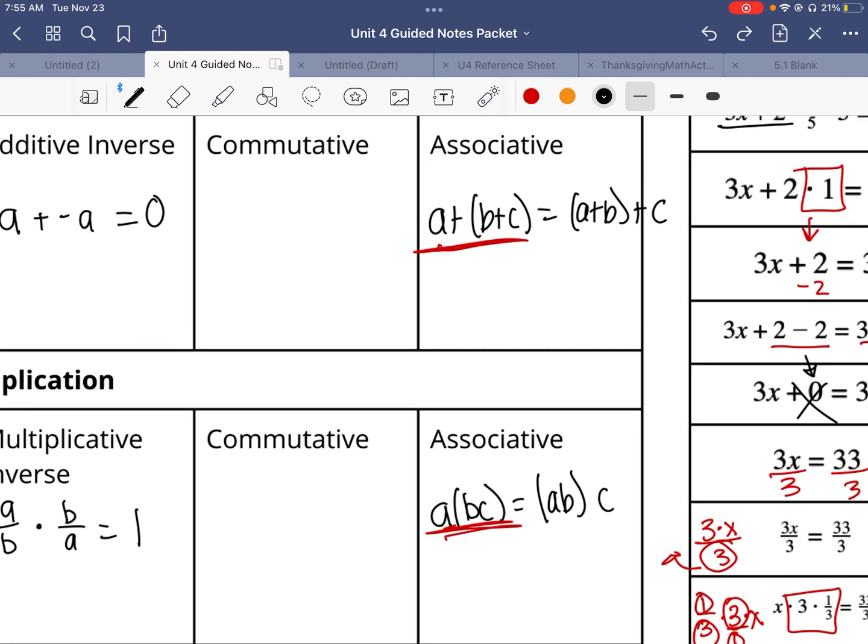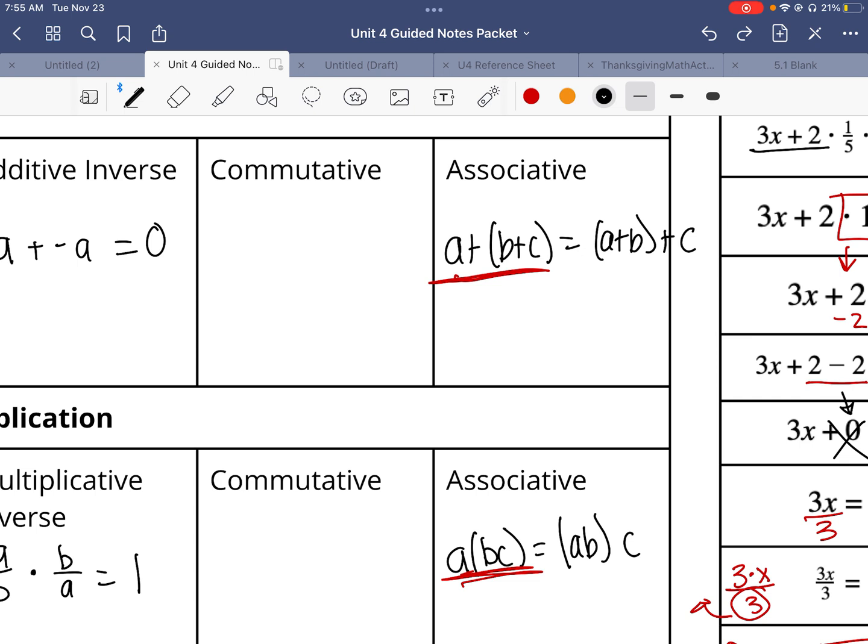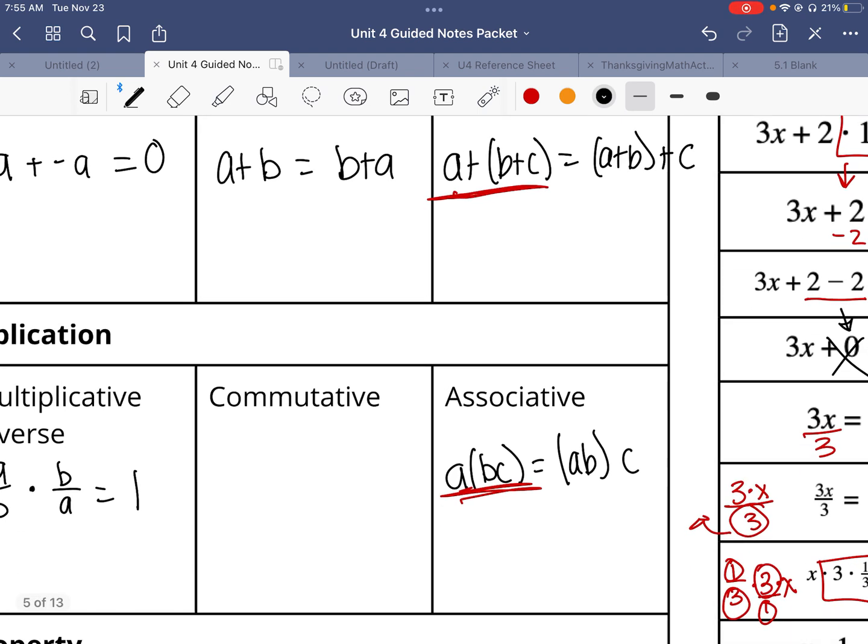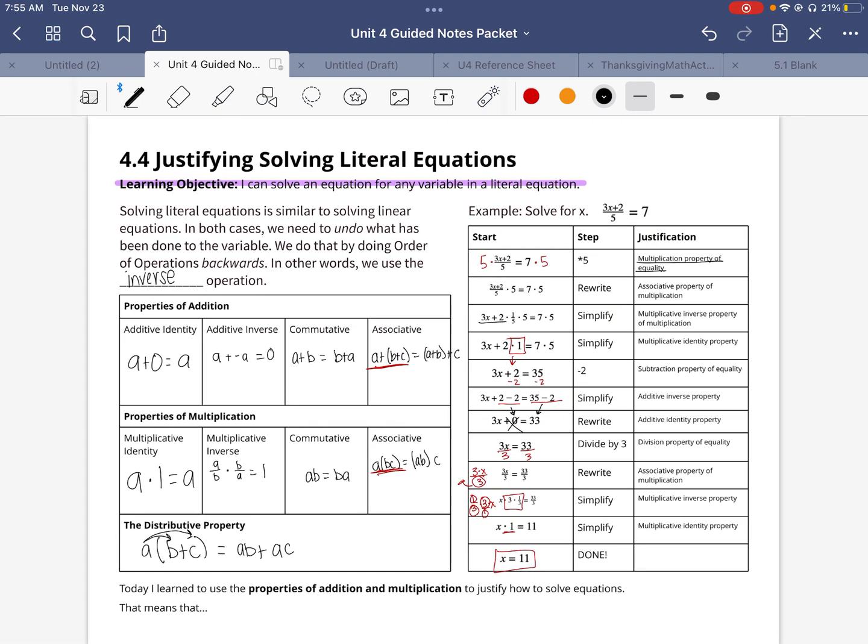Okay. All right, the last one is commutative, and it also has to do with order. A plus B equals B plus A. You can flip around an equation and it's going to be fine. Okay, and commutative for multiplication, same thing, AB equals BA. Again, that's just saying the order you add in doesn't matter, and the order you multiply in also doesn't matter. You can flip those around. Okay. All right, so that's everything for today.